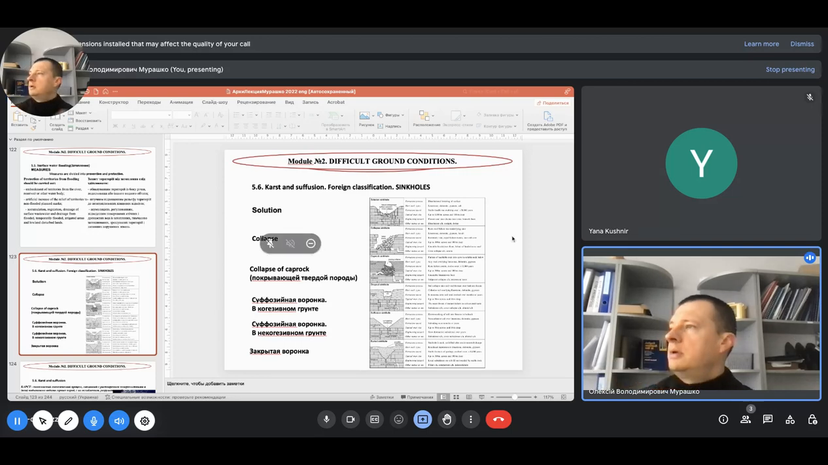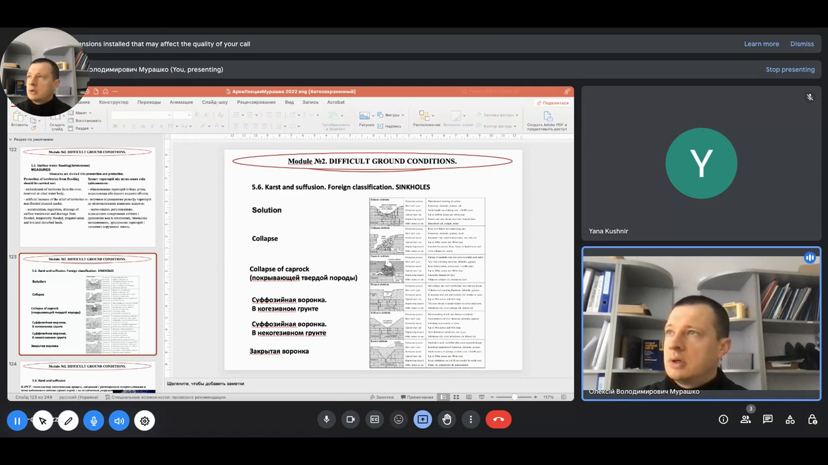So today we will continue our discussion about difficult ground conditions, and this part of the lecture will be devoted to karst, subfusion, etc. Furthermore, we will discuss earthquakes, regions, and seismicity of construction sites.